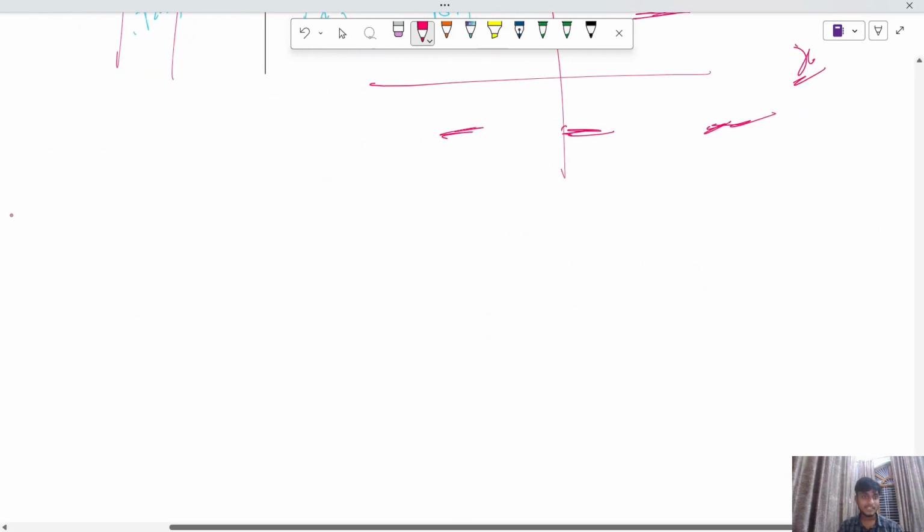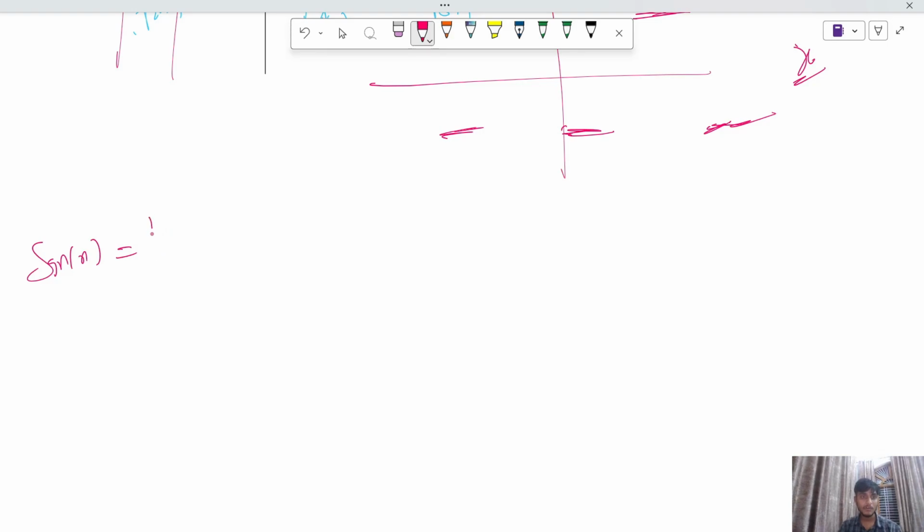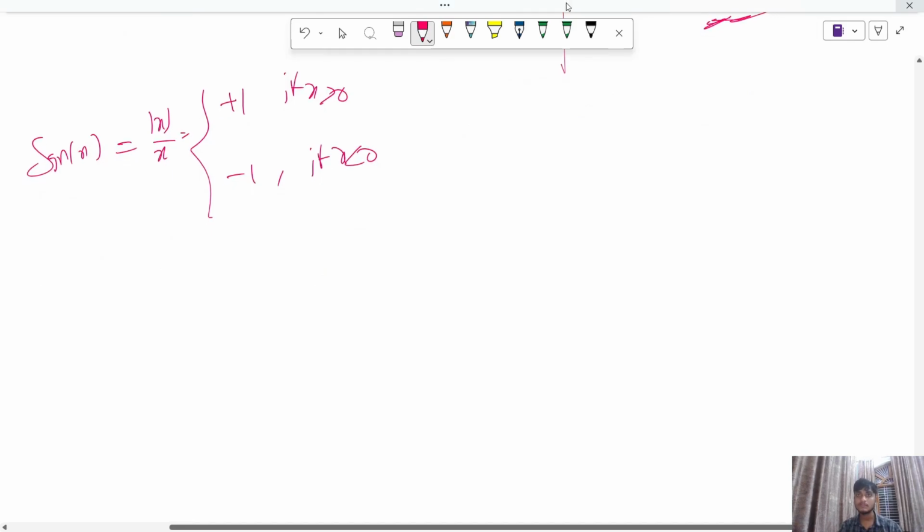Now let's draw signum of x, which is obviously mod x by x, equal to plus 1 if x is greater than 0 and minus 1 if x is less than 0. Let's take a plot.